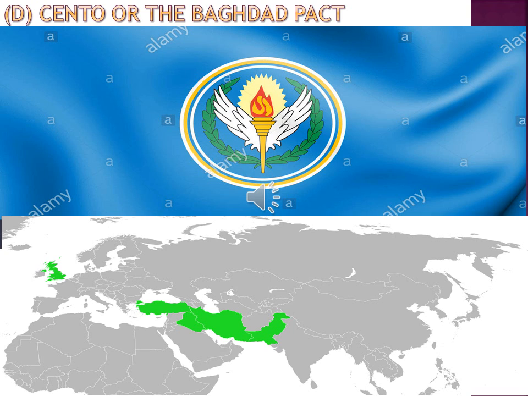CENTO or the Baghdad Pact. In 1955, Turkey, Iraq, Great Britain, Pakistan and Iran signed a pact known as the Baghdad Pact. Baghdad is located in Iraq. In 1958, the United States joined the organization and thereafter it came to be known as the Central Treaty Organization, CENTO.